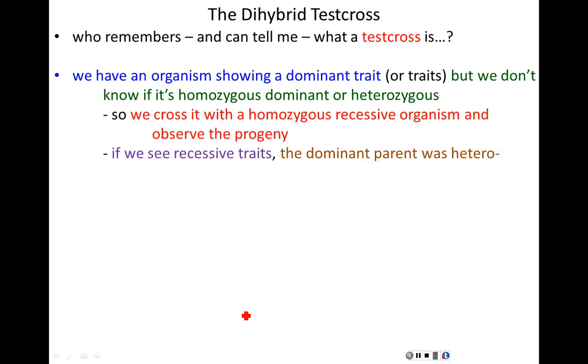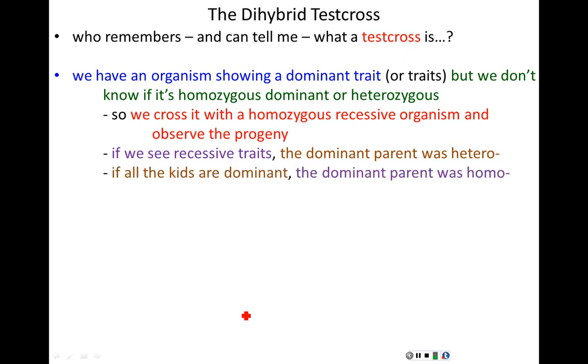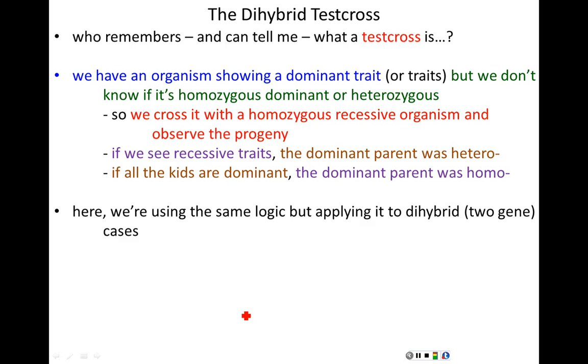Remember, the basic rule of thumb is if we see recessive traits in the progeny, the dominant parent had to have contributed a recessive allele. The dominant parent had to have been heterozygotic. If we don't see that recessive trait in the offspring, chances are it's because the dominant parent had nothing but dominant alleles to contribute, meaning that the dominant parent was homozygotic dominant. If all the kids are dominant, chances are high that the dominant parent was homozygotic. We're using the same logic here, but we're applying it to dihybrid crosses. And sometimes we can make our lives really, really easy. Sometimes we don't have to do math at all.